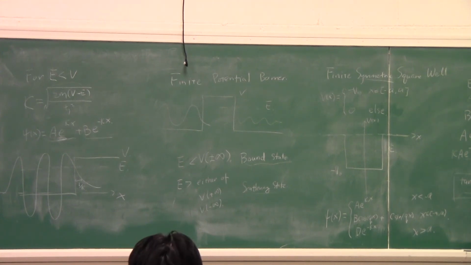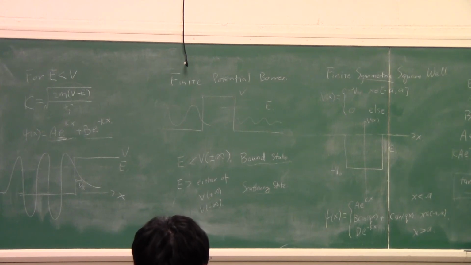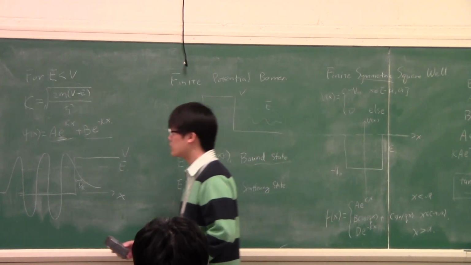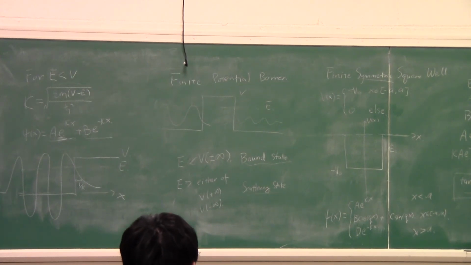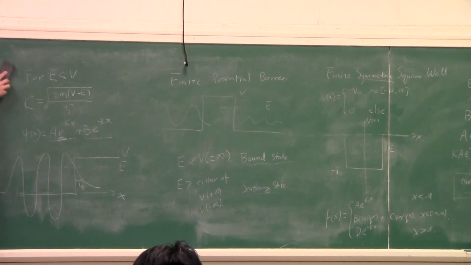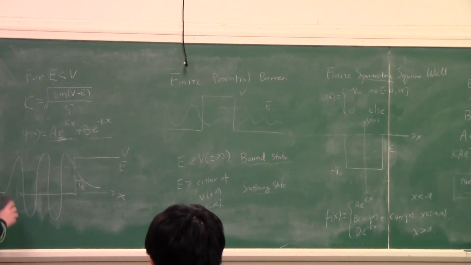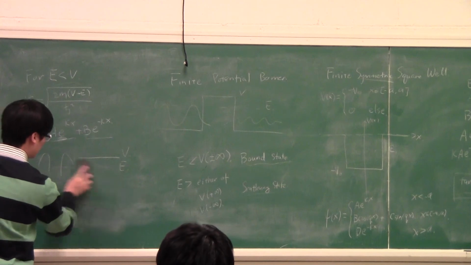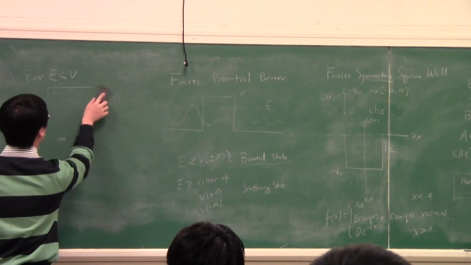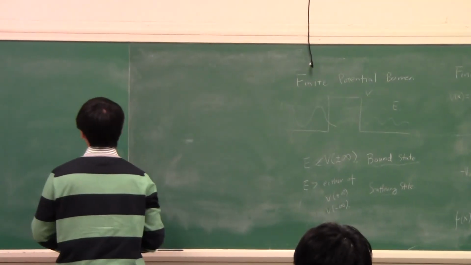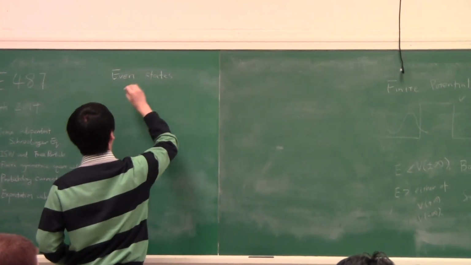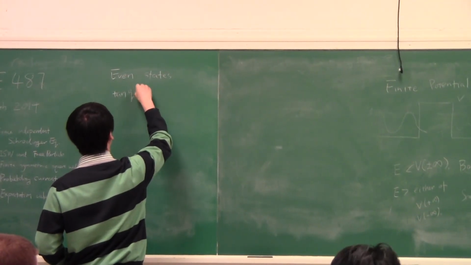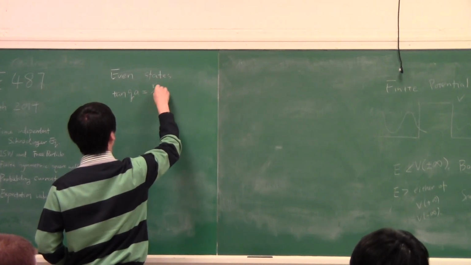Now these are transcendental, so we need to solve them graphically. And solving it graphically actually corresponds to some very nice physical meanings about the size of the potential well and how many bound states there are. Okay. So let's do the even one first. Even. Okay. The condition is that this is equal to kappa over Q.